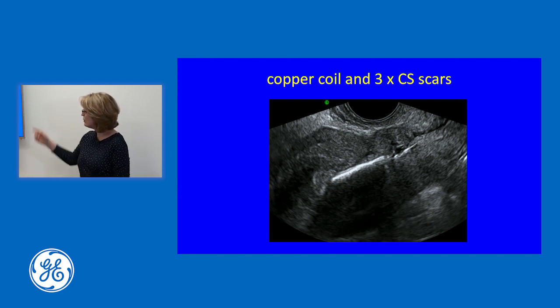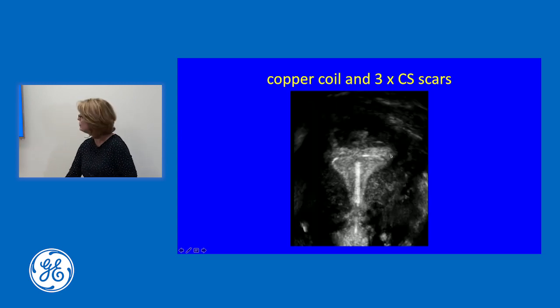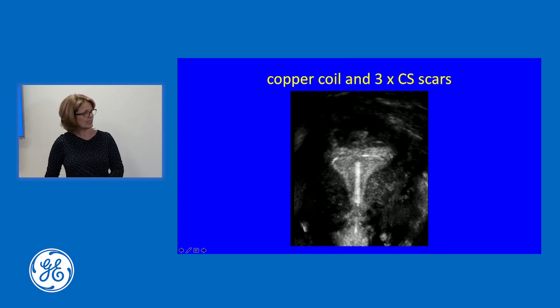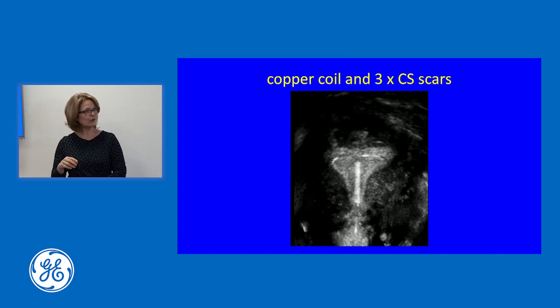So this is a copper coil. You can see the turns of copper on the ring, and when you look at that in 3D, it looks like that. So you can judge the position of the coil very nicely and slightly more easily than you can on 2D. Of course, on a copper coil, if you turn the gain right down, you'll still see it. If you do that with a Mirena coil, you often won't. So you can tell it's a copper coil in another way.